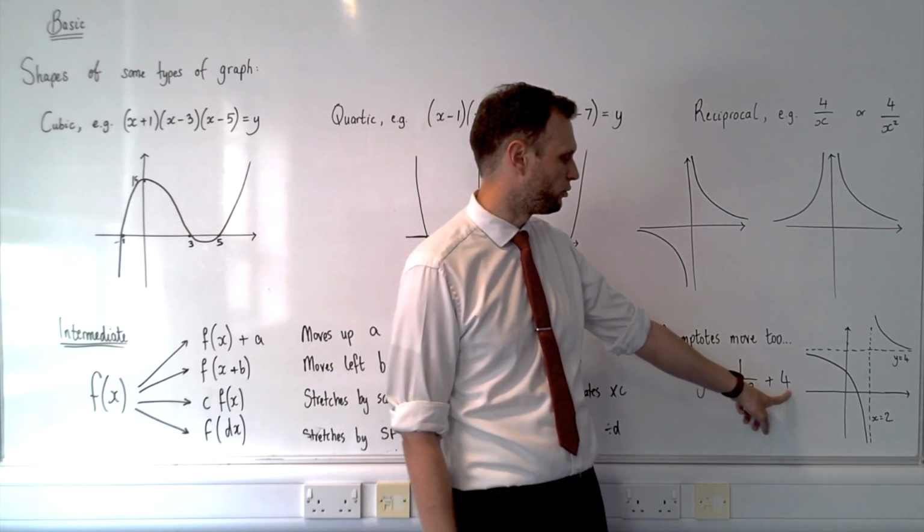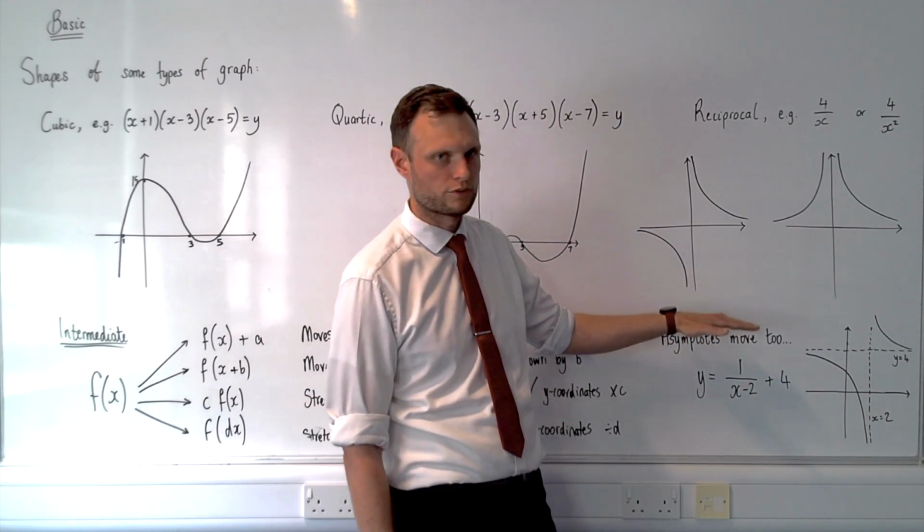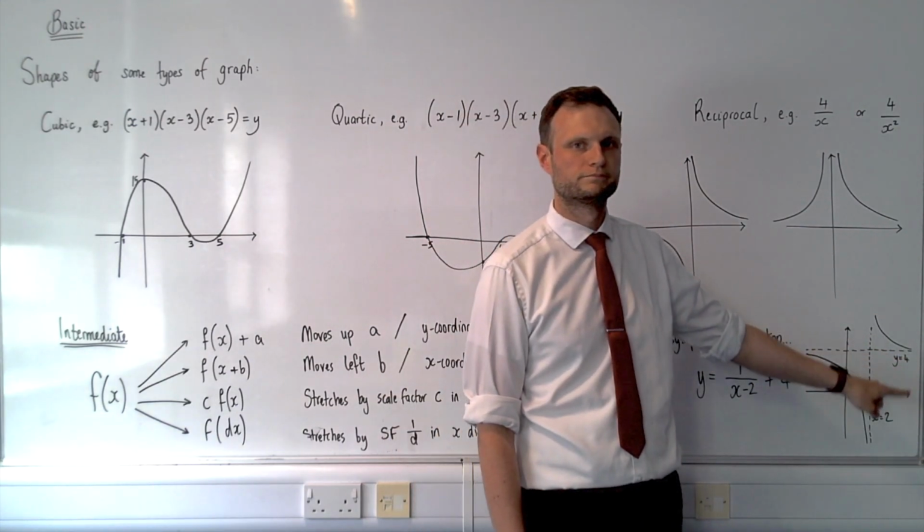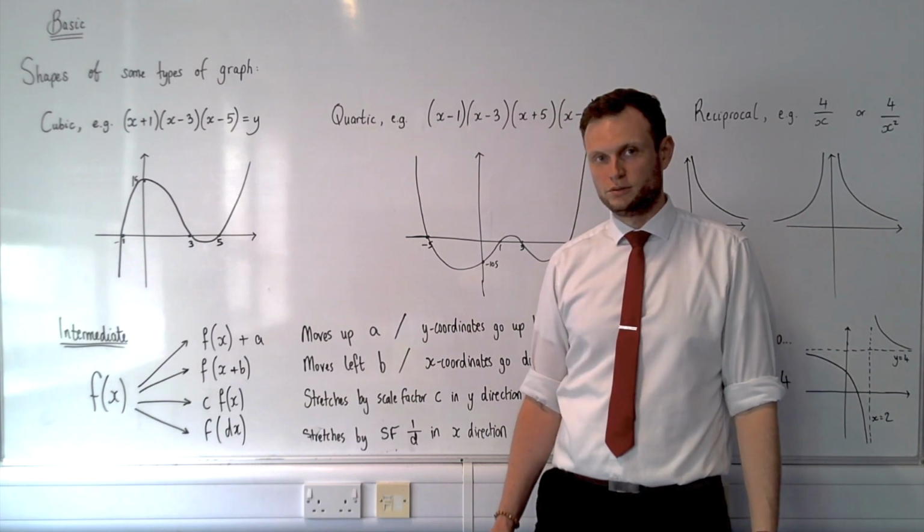And then the last one, plus 4, that's more obvious, I think. Everything's moved up 4, so it's gone from y equals 0, the x-axis, to y equals 4. And that is all for that chapter.